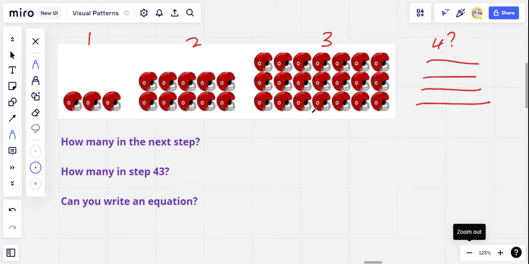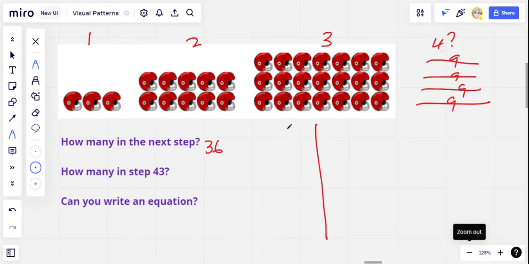So if this is 3, 5, 7, this should be 9, right? So we'd have four rows of 9 helmets, and that would be 4 times 9 is 36. So our prediction for step 4 should be 36. Would you agree with that? We'll test that later. I think to go beyond this, to try to get to step 43, we have to write an equation first. It's just going to be too complicated and messy to count that high.